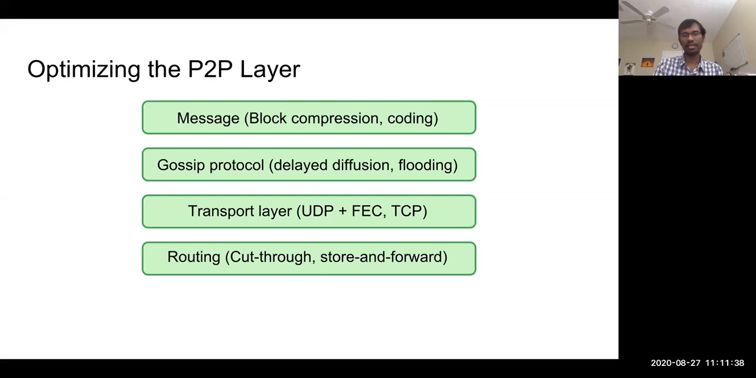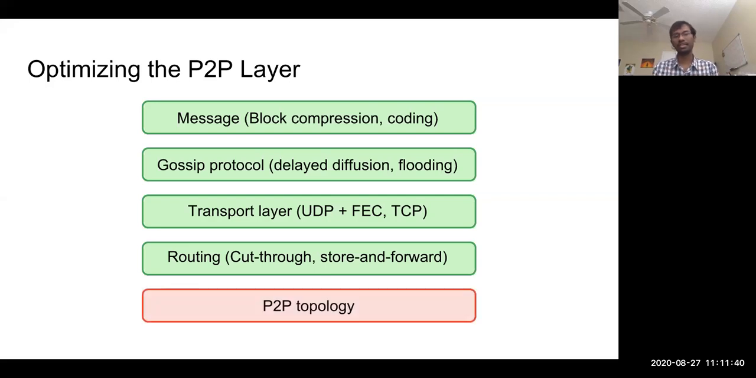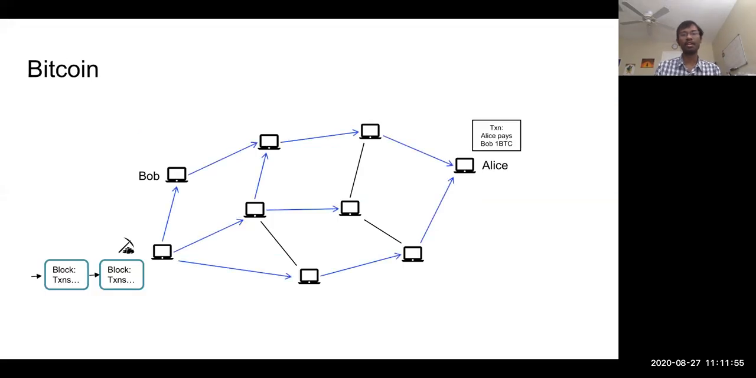But in today's talk, I'll focus on an aspect that's fundamental to all of these proposals, namely the peer-to-peer topology, or how different nodes should be interconnected in the blockchain network. For concreteness, I'll be focusing on a specific blockchain system, namely Bitcoin.